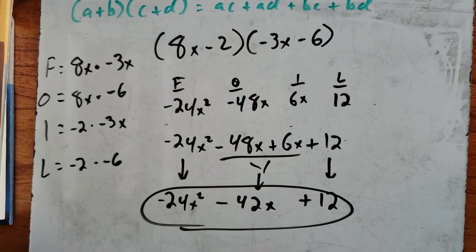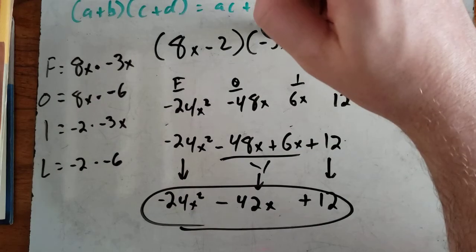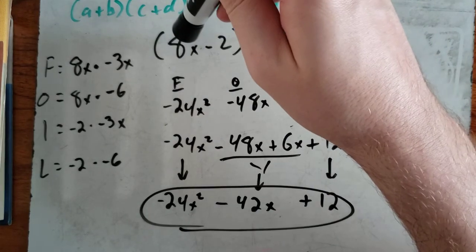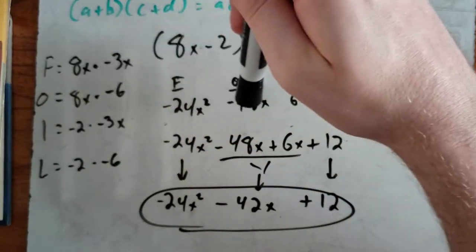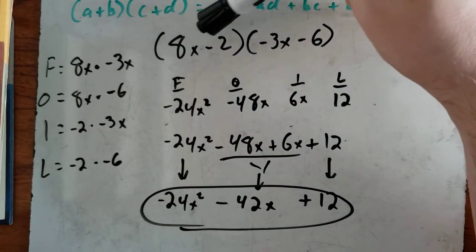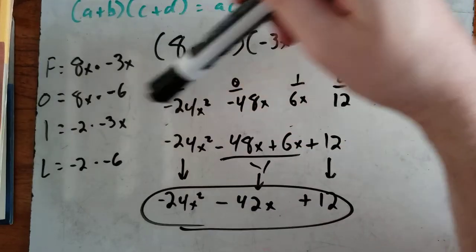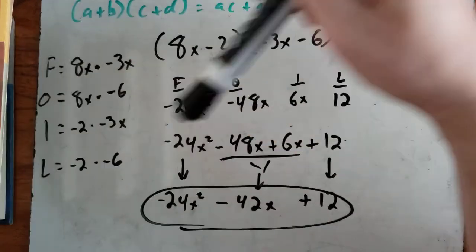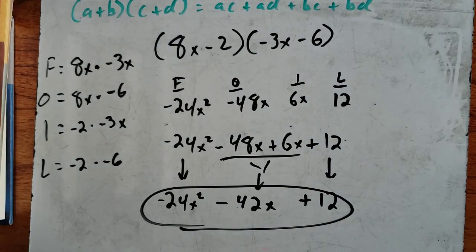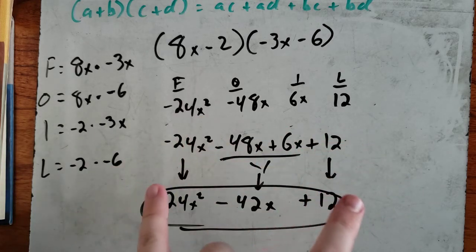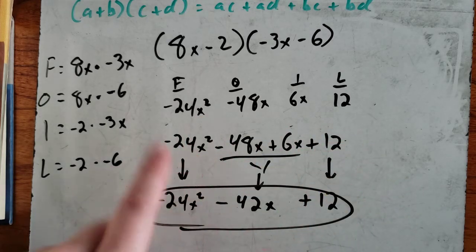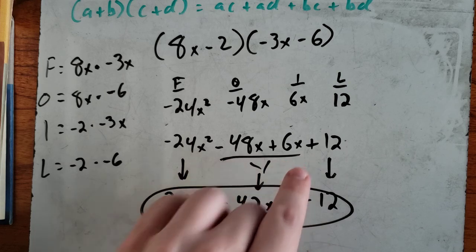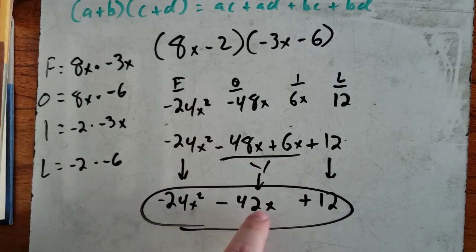Same process for everything. First, 8x times negative 3x, boom, negative 24x squared. Outer, 8x times negative 6, boom, negative 48x. Inner, negative 2 times negative 3, boom, positive 6x. Last, negative 2 times negative 6, boom, positive 12. Put in the equation, drop down your first term and your last term, because x squared can't combine, number can't combine. Combine your middle terms because they both have an x attached to it. Negative 48 plus 6 is negative 42, x stays there.